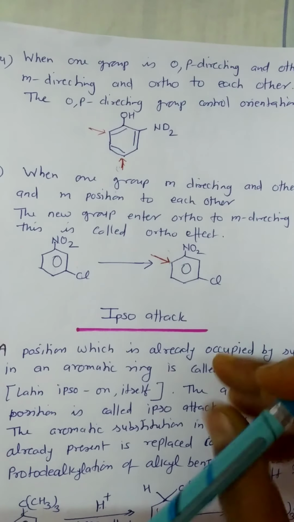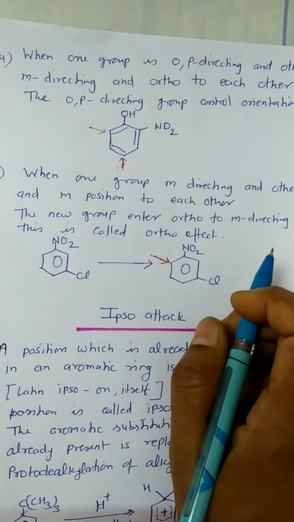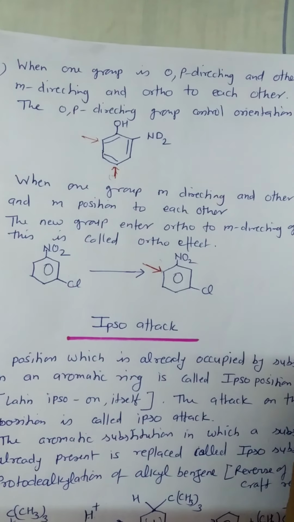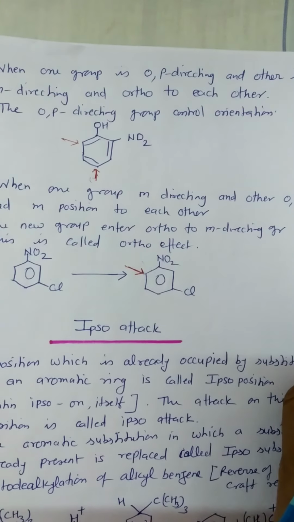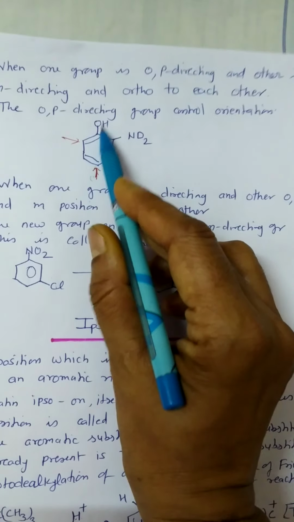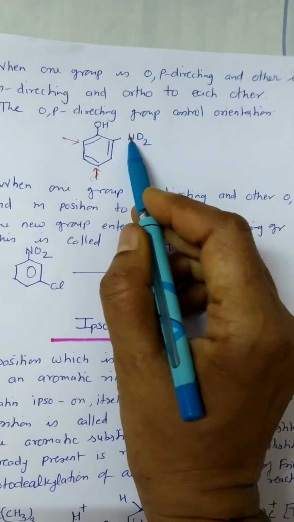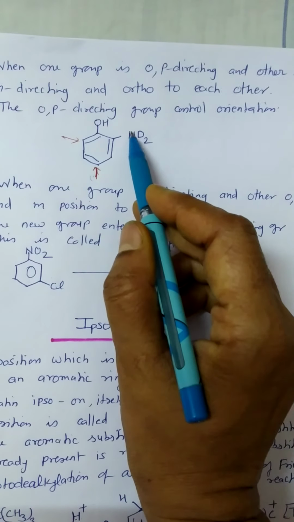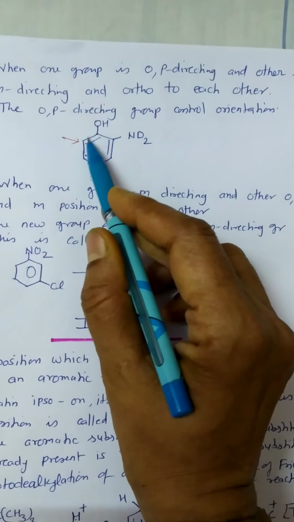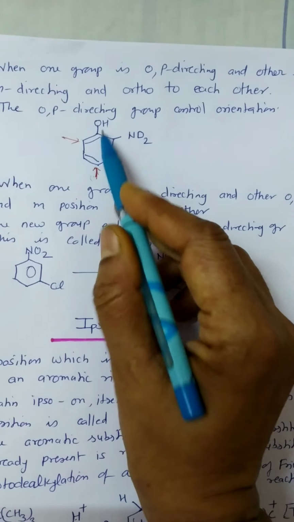Now the fourth one is when one group is ortho-para directing and the other is meta directing and ortho position to each other, then the ortho-para directing group controls the orientation. For example, here OH is ortho-para directing and NO2 is meta directing. Therefore, the new coming electrophile enters at the ortho position of the OH group or the para position of the OH group.